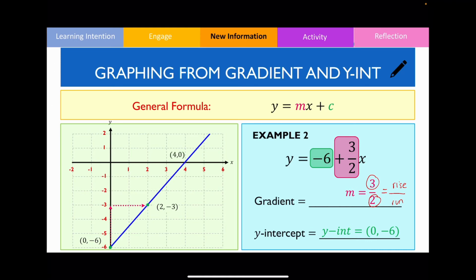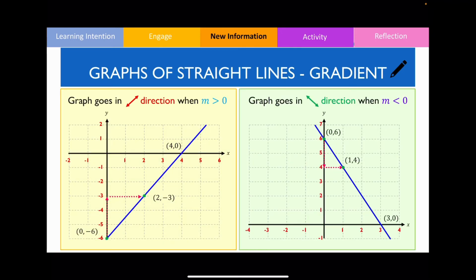And from this, I could also find out that my x-intercept in this example over here is going to be when x is equal to +4. Now, using these two examples, there are some trends that I want you to understand.